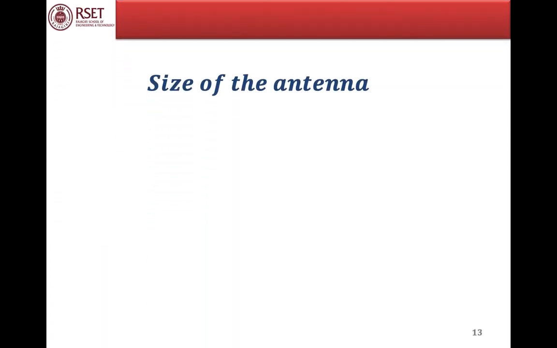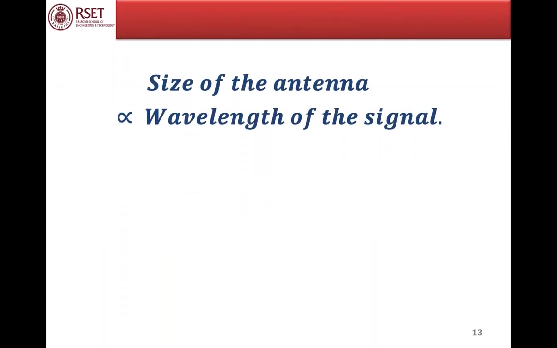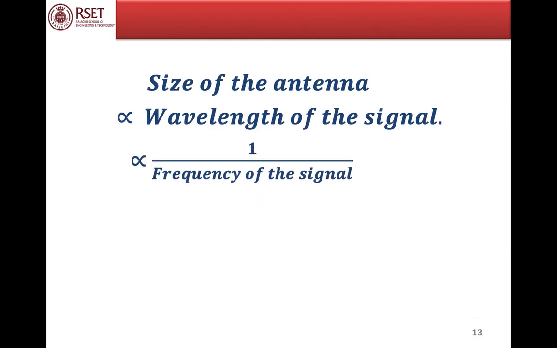Now, what is the size of the antenna? The size of the antenna is proportional to the wavelength of the signal. We know that the wavelength of the signal is inversely proportional to its frequency. Let us take an example. Consider a low frequency audio signal of frequency 3000 Hz.